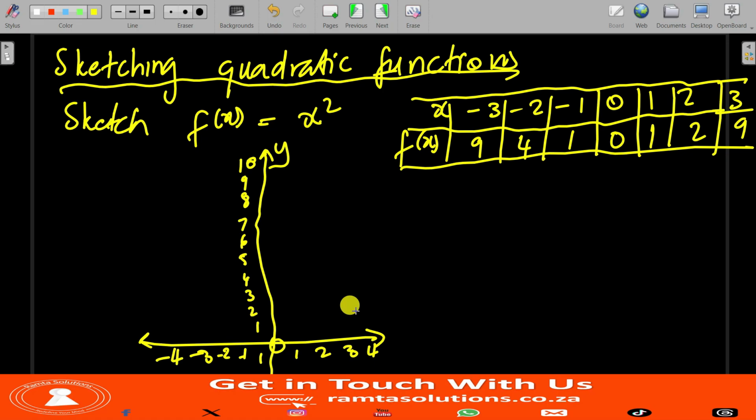So we're saying where x is negative 3, the y value is 9. Where x is negative 2, y is 4. Where x is negative 1, y is 1. Where x is 0, y is 0. Then 1, 4, 9. And then we join them.